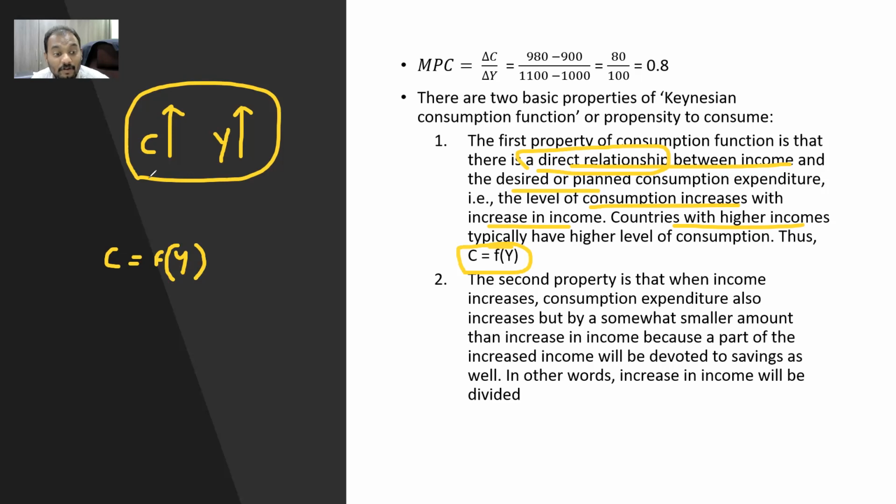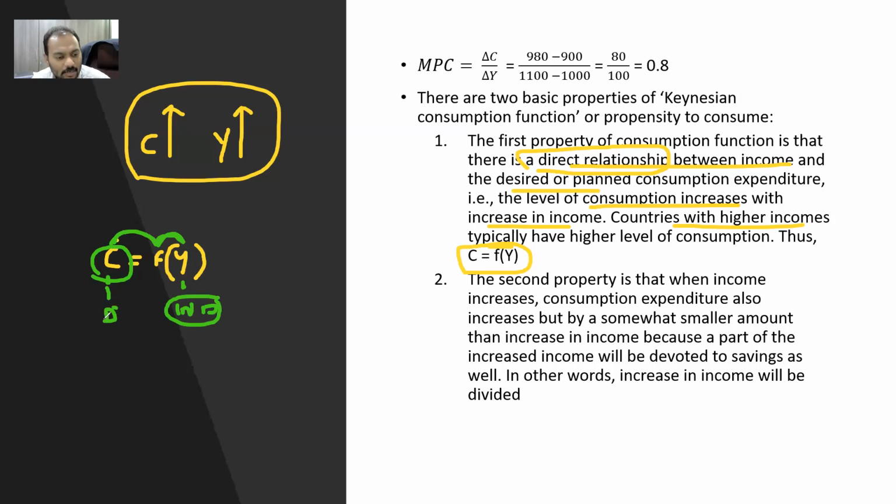Consumption is a function of income. C is consumption, yes or no, everyone? Consumption is a function of income, meaning consumption depends on income. Mathematically, the variable on the left hand side is called the dependent variable. The variable on the right hand side is called the independent variable. Independent means the value of consumption depends on income.